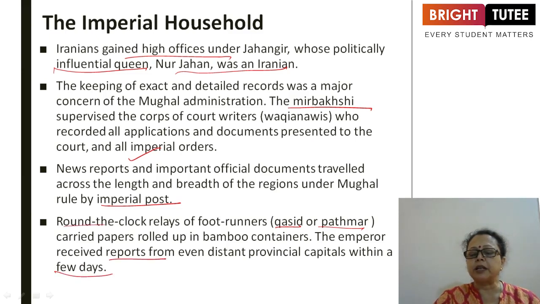So this is the work done by the postal department with the help of the foot runners, and within a few days the emperor was able to get reports from distant provincial capitals. Because of that, the Mughals ruled a very vast territory in India, right from Afghanistan, Kandahar and all these parts.